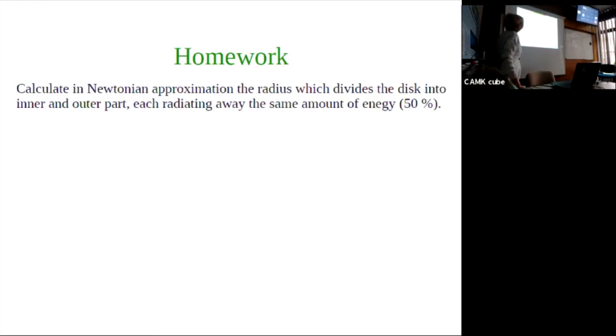So this will be the end of the material for today. And this is the homework. Calculate in the Newtonian approximation the radius which divides the disk into inner and outer parts which radiate an equal amount of energy. I told you it should be at about 10 Schwarzschild radii if I remember correctly. But I would like you to calculate that.